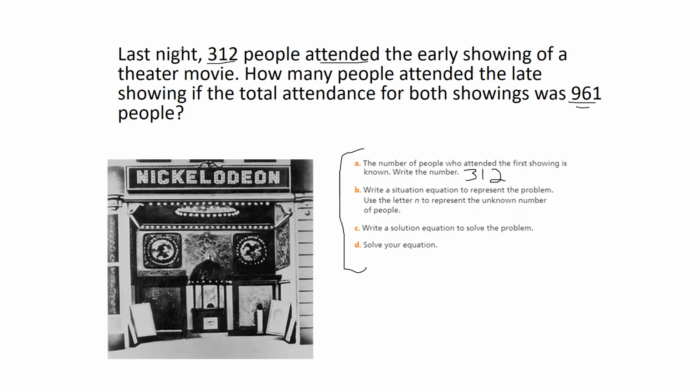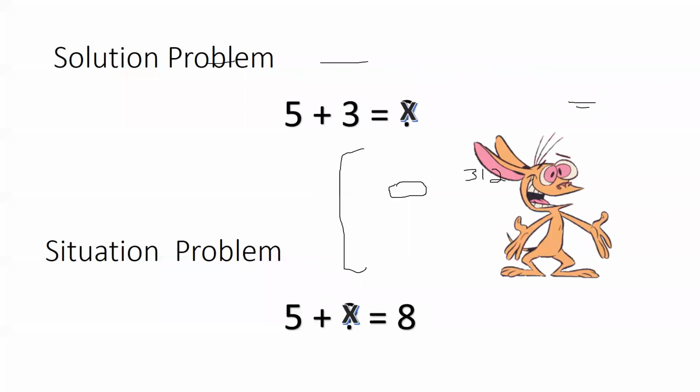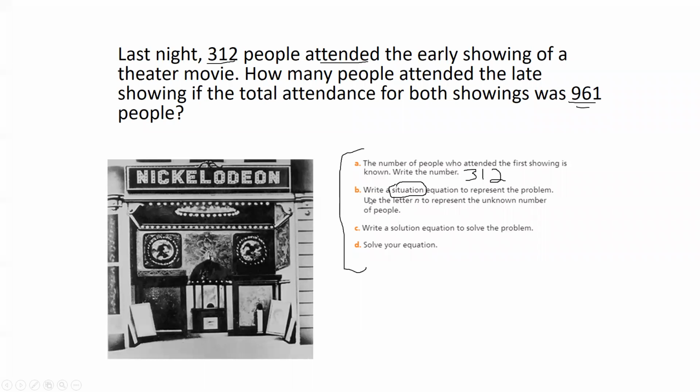Now it says write a situation equation to represent the problem. Nasty math vocabulary words. Situation equation. Do you remember which one the situation equation was? Let's just look real quick. Oh yeah, situation means inside the problem something is not known, but we have an answer. So we need to do that. And then they say, use the letter N to represent what we do not know. Okay, so we can do this.